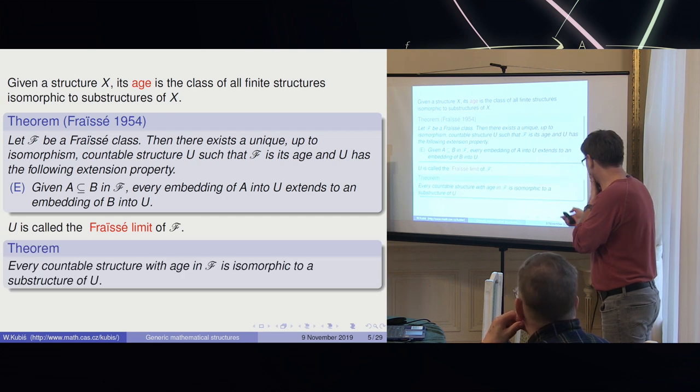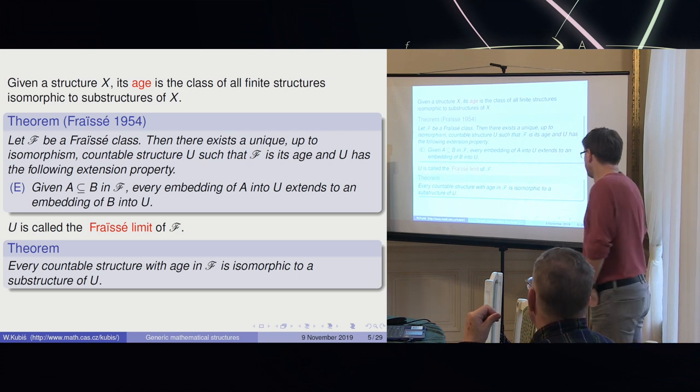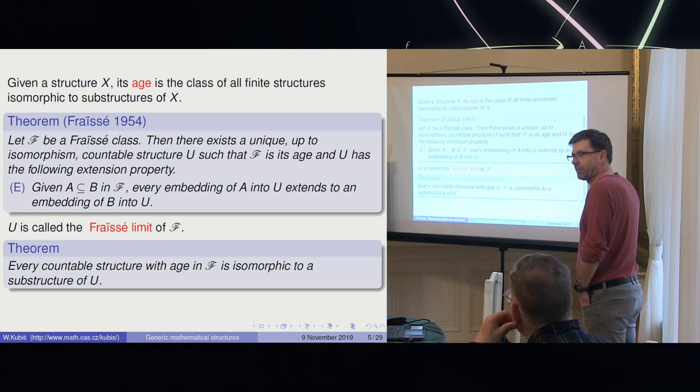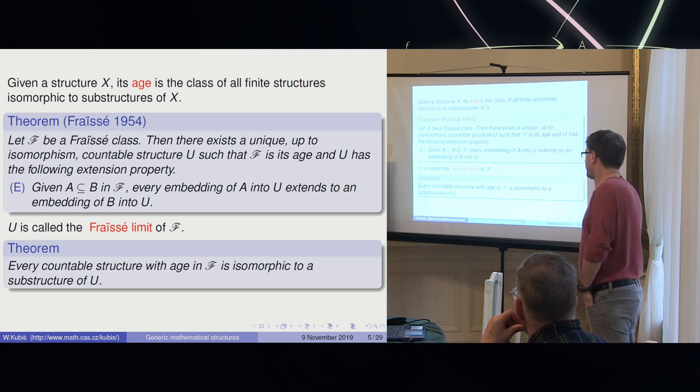Oh, and also this is an important feature of the Fraïssé limit, that it is really the richest countable structure. Suppose that F is a relational class, with no algebraic operations, then the empty set is in F. So you can always start with A, the empty set, and then every B embeds into U. But here you have more, every countable structure. And the proof is easy.